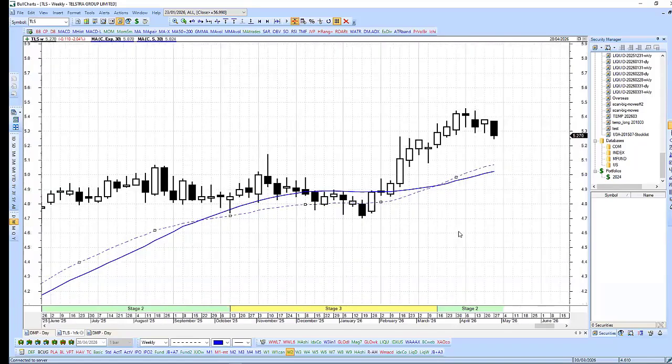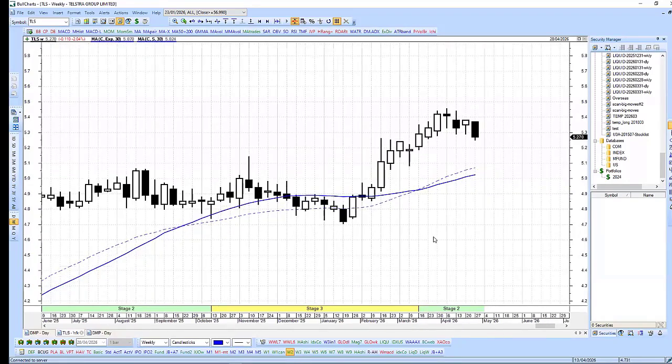Now, for those of you who know Weinstein's strategy about price above or below the moving average, as well as the stage analysis at the bottom, I've got the stage analysis ribbon there. If any of you are familiar with it, then you might be able to understand what that's all about. Anyway, I like to look at Weinstein.